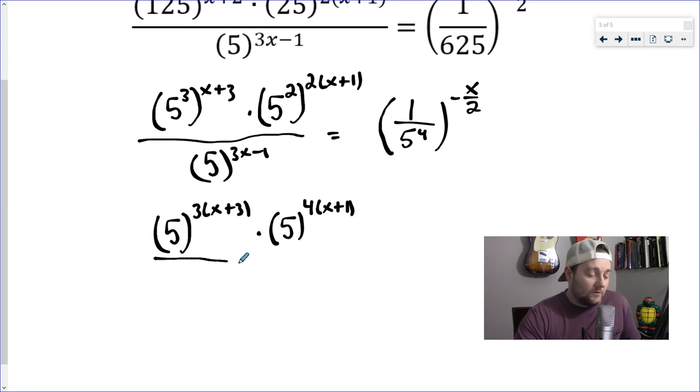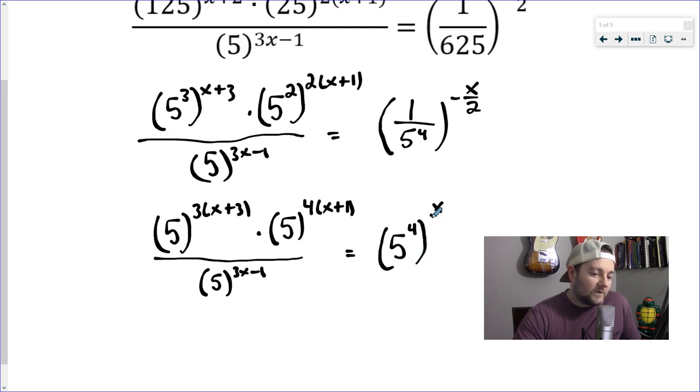And that's all over 5, 3x minus 1. So don't be intimidated by this. We'll break it down step by step, okay? And this one, I'm going to get rid of this negative exponent here, and I'm going to flip my base. So this becomes 5 to the 4. And then my exponent that was negative x over 2, now it's x over 2.